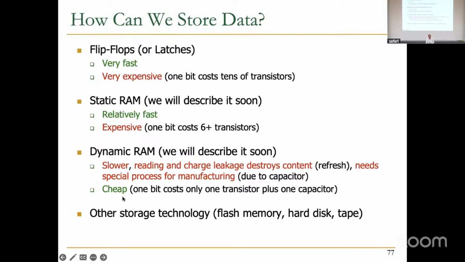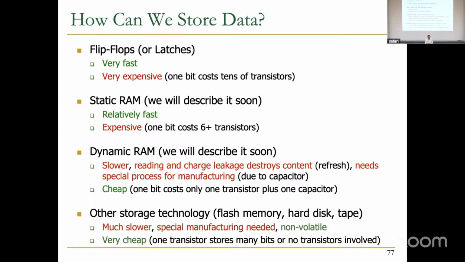You can make this capacitor really small and cheap. 1 bit costs only 1 transistor plus 1 capacitor, as we will see later. And then if you want to actually have really, really dense memory technology, you need to go into other things, like flash memory, for example, hard disk and tape. Some of these operate based on magnetic storage principles. Flash memory actually has a transistor, but a special type of transistors.